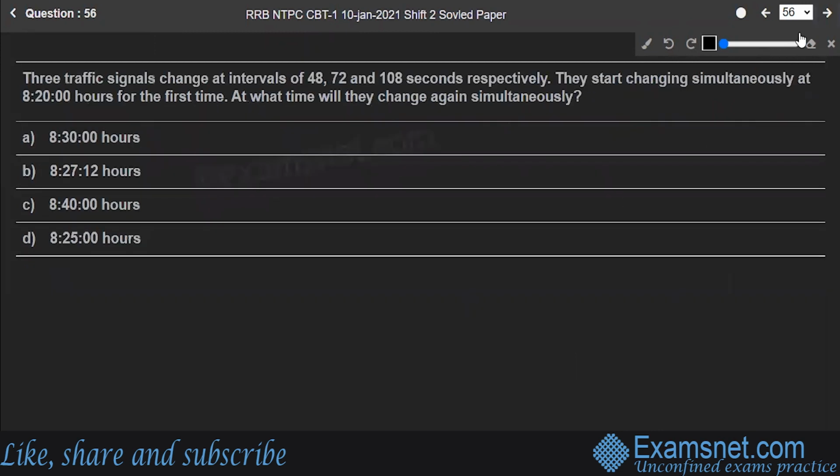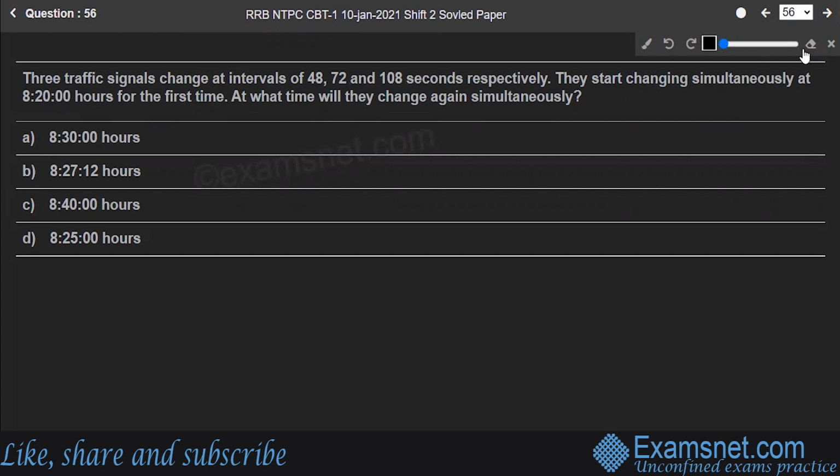Hope you understood this. Next is question number 56. 3 traffic signals change at the intervals 48, 72, and 108 seconds respectively. They start changing simultaneously at 8:20 hours for the first time. At what time will they change again simultaneously? So this problem involves the LCM.